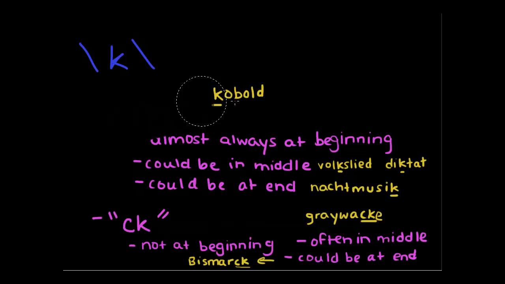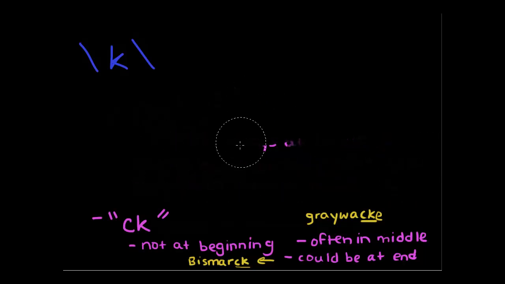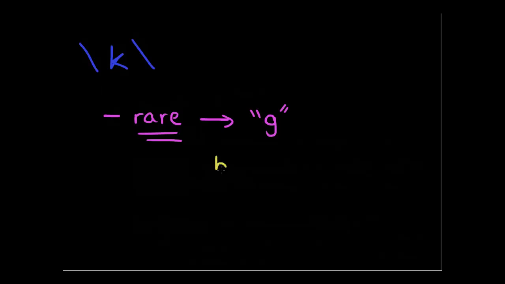Let me erase this. So remember, K and CK are the most common, best ways to spell the K sound. Another very rare way to spell it is with a G. This is very rare. It doesn't happen too often, probably less than 10 or probably less than 5 words that use the G for the K sound in German. An example is Bergschrund. Let me write it out. Bergschrund. Here the G represents the K sound.